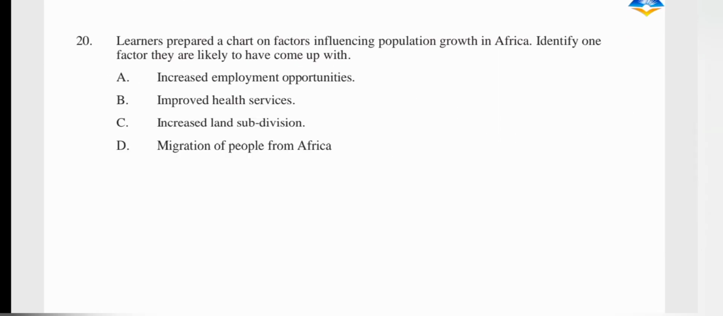Question 20. Learners prepared a chart on factors influencing population growth in Africa. Identify one factor that they are likely to have come up with. Increased employment opportunities, improved health services, increased land subdivision, migration of people from Africa. The key one is from Africa, not into Africa, but from Africa.